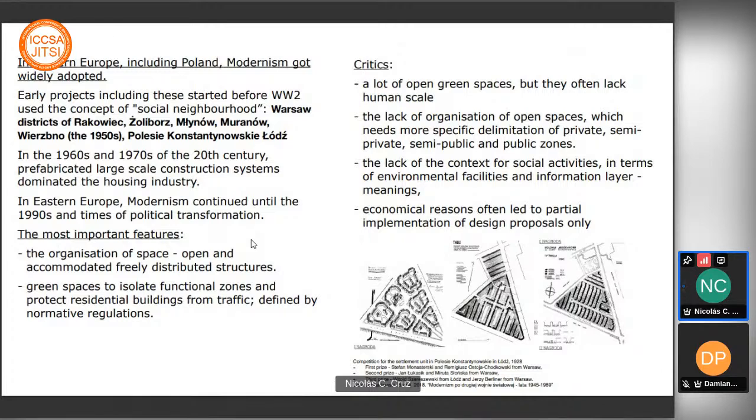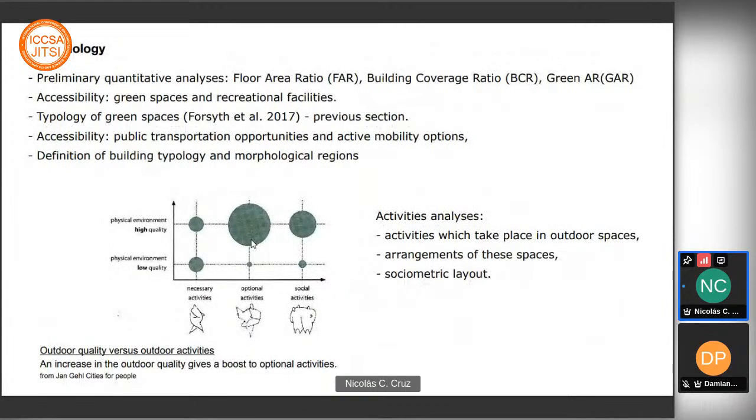Another problem which also appeared was related to the lack of money and the economic reasons which constrain implementation of fully designed proposals. The example which I'm showing here is a good one of one of these social neighborhoods, which was, by the way, presented in one of these CIAM congresses, the second one, I think, on minimum housing.